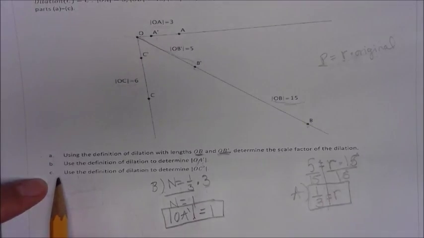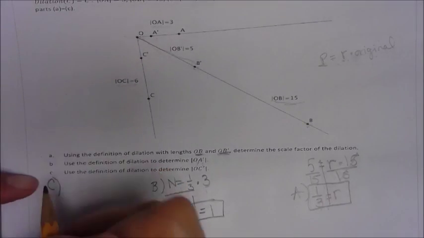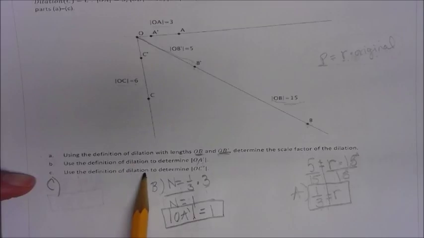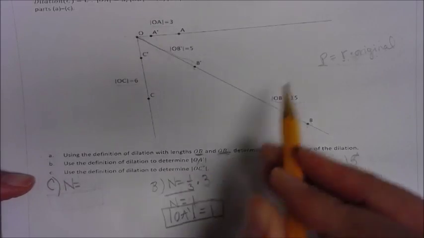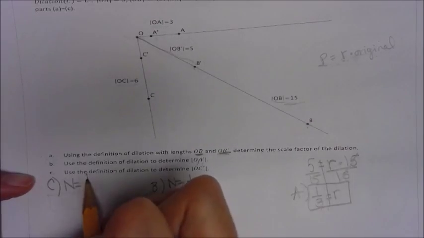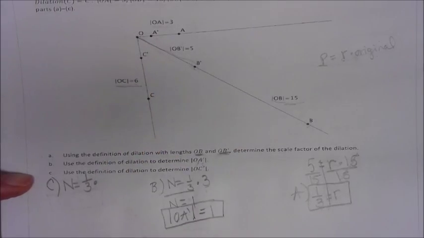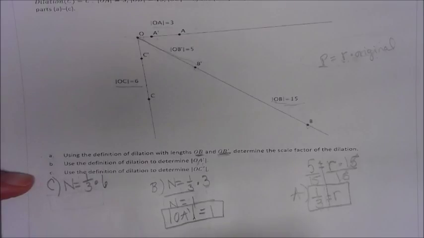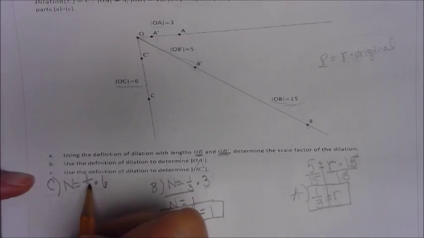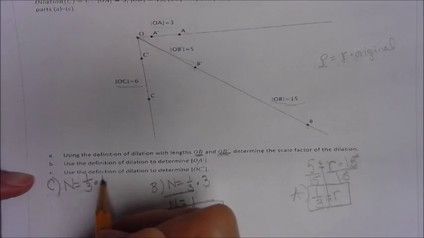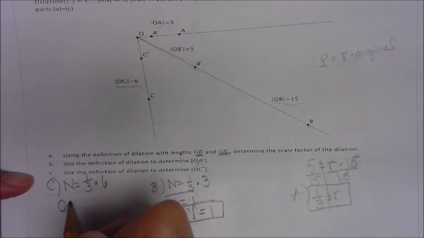And lastly, part C, right here, use the definition of dilation again to determine OC prime. So now I know I'm still looking for that new measurement. It is equal to my scale factor, or 1/3, times the original OC measurement, which I can see is 6 units. So when I simplify that, or I solve that, I take 1/3 times 6, or 1/3 times 6/1, and I know that that means that my new measurement for OC prime is equal to 2 units.